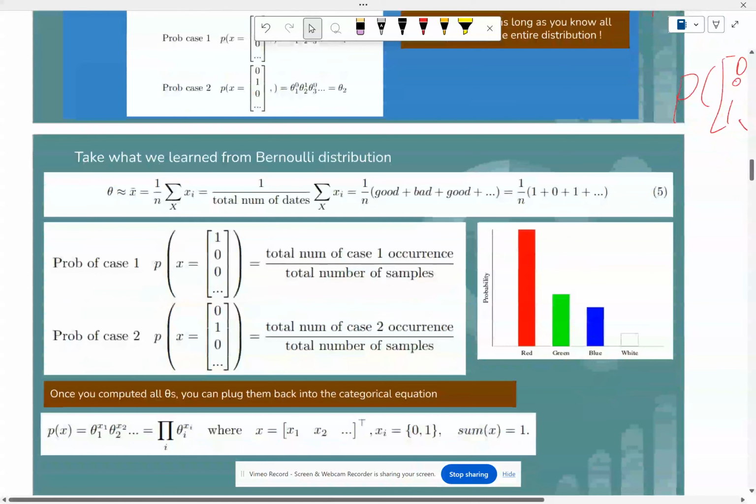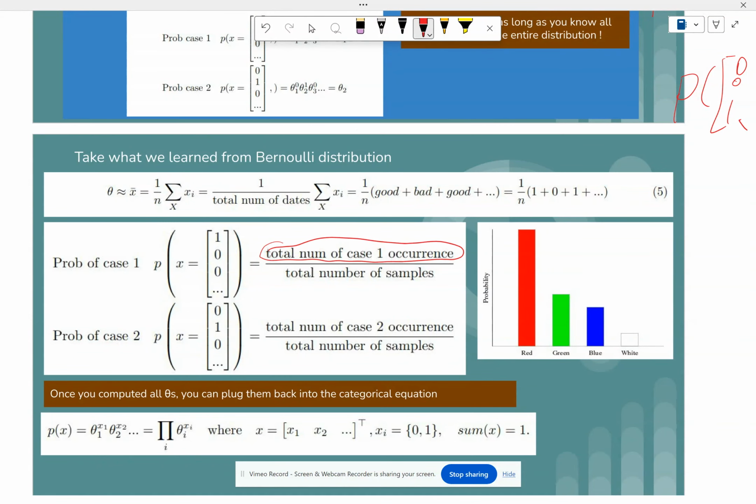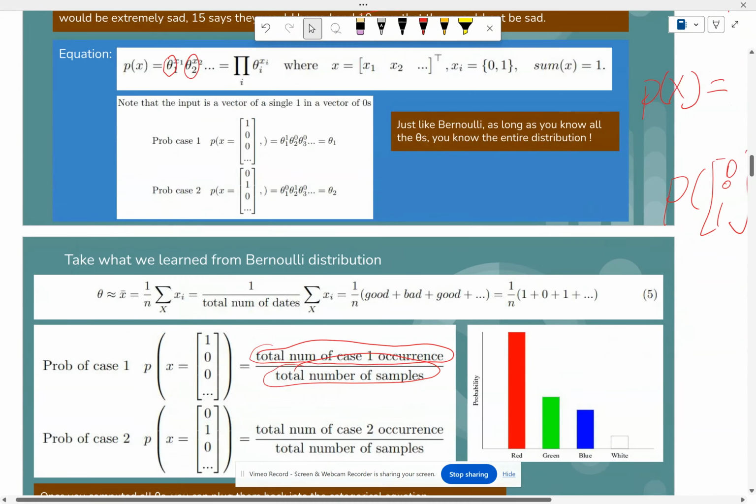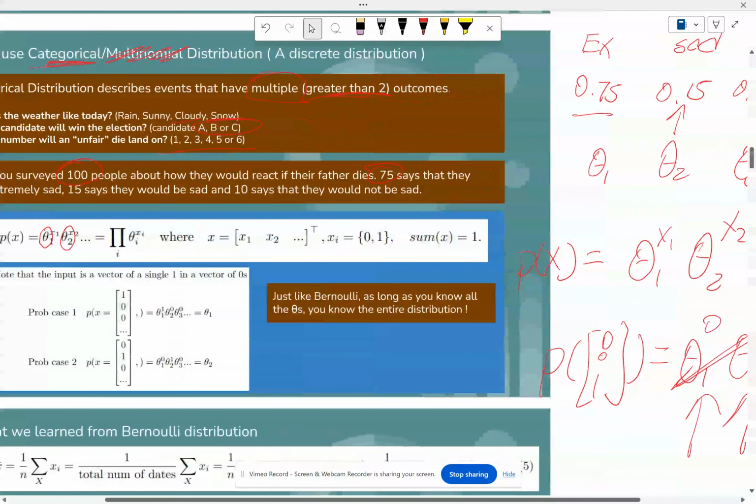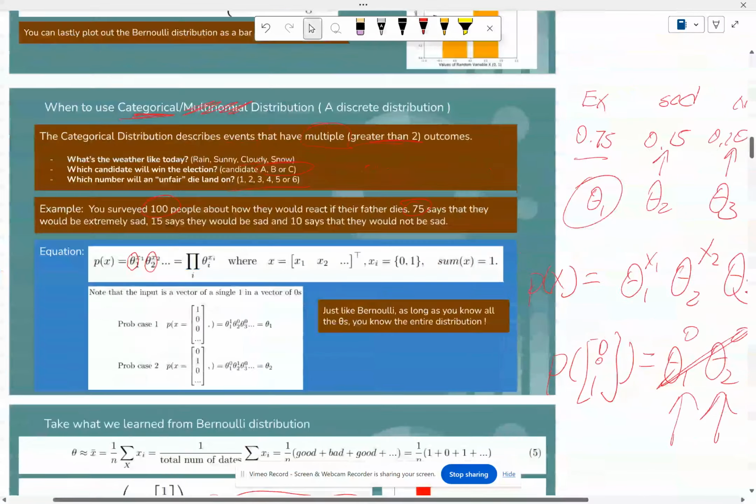So if we take what we learned for Bernoulli, basically we just count the total number of occurrences divided by the total number of samples. So going back to the previous example, 100 is the total, and 75 out of 100 will be the probability. I essentially showed you how to do this already.